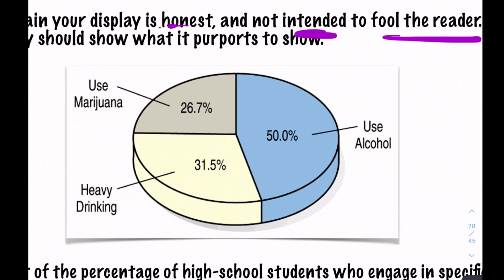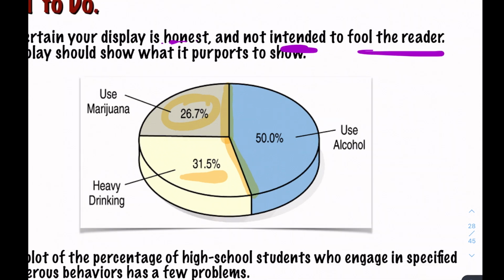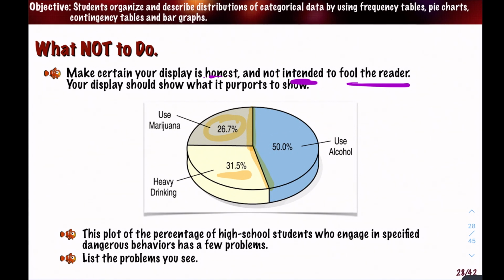So if you look at this, this is looking at the percentage of high school students who engaged in specific dangerous behaviors. And if you notice, it has a few problems. I would normally ask in class, what do you see is wrong with this? Besides the fact that it's a three-dimensional graph, so it's not accurately showing the proportions, clearly what's a problem is that 50% is not actually 50%. Additionally, 26 and 31.5% should be slightly closer than what they appear to be. This is deceptive to the reader trying to gain some sort of insight into this graph. So don't do this.